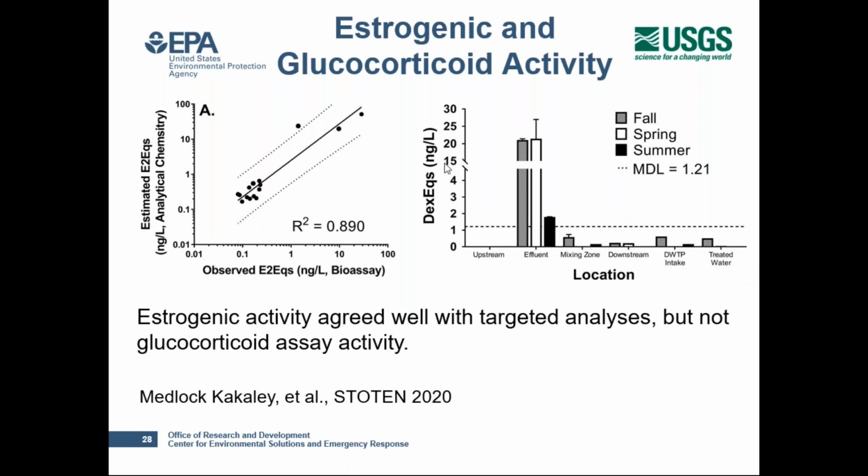Now compare this to the glucocorticoid results. We saw pretty significant hits in the effluent samples. So there's a glucocorticoid response, but we only had 4 compounds in our methods, and we had no detections. So there's something in the samples that is causing the response, but we cannot explain what it is. This is an example where the targeted chemical listing is not meeting what we need, and we need to do more work here to figure out what that is.